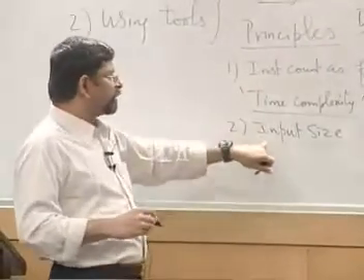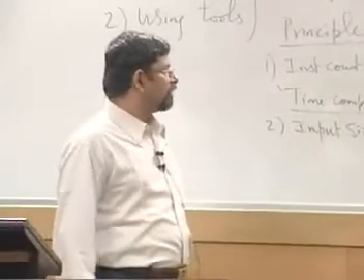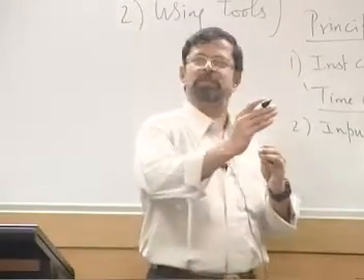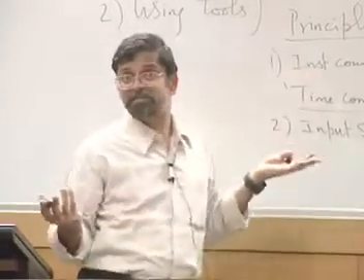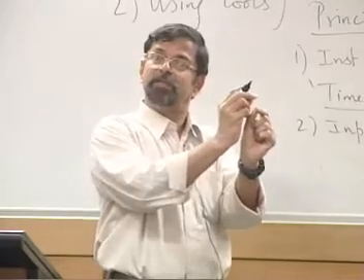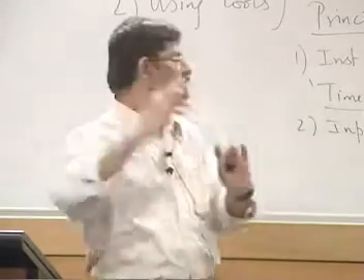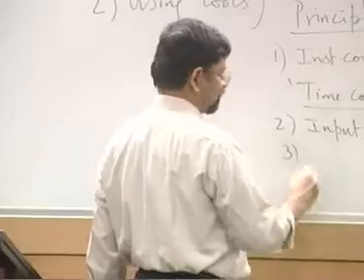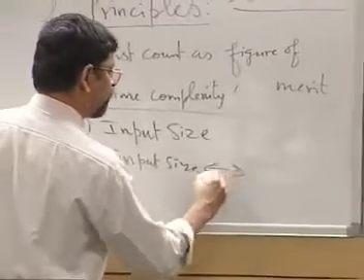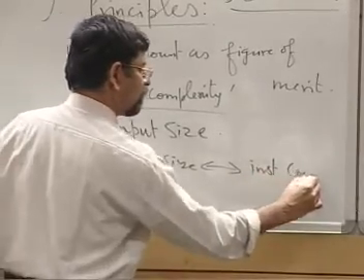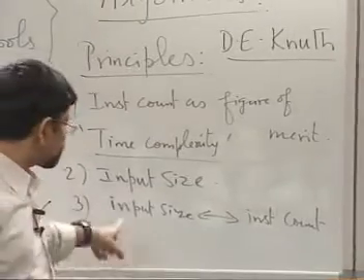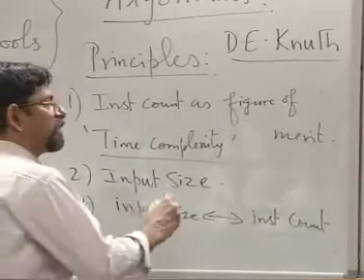So, after getting into the input size, he made the following observation, the third common sense observation: the larger the input size, the more will be the instructions. Therefore, there is a functional relation between the input size and the instruction count. Third, what he said is there is a relation between input size and instruction count. There is some relation, and this relation is called the time complexity function.